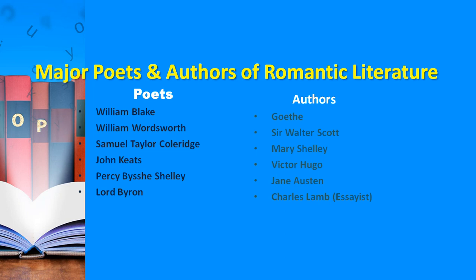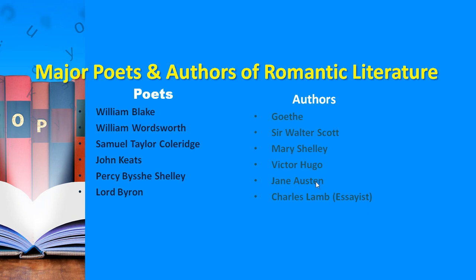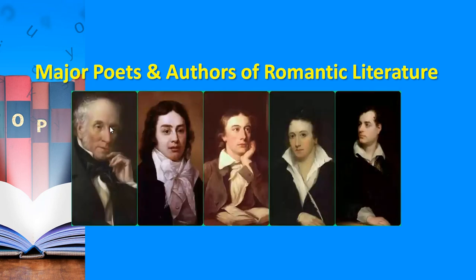Charles Lamb is an essayist. Jane Austen is a novelist. The selected authors you are going to study are Jane Austen's novel, John Keats and Lord Byron. John Keats and Lord Byron are poets and Jane Austen is a novelist. So here are the portraits of some poets and authors of the Romantic era, just for illustrative purposes only.